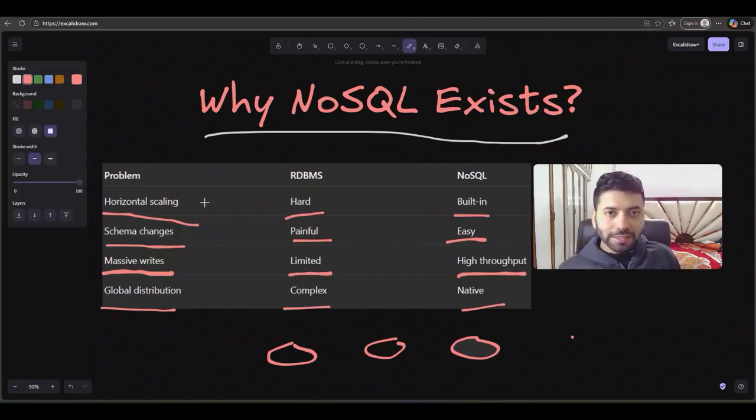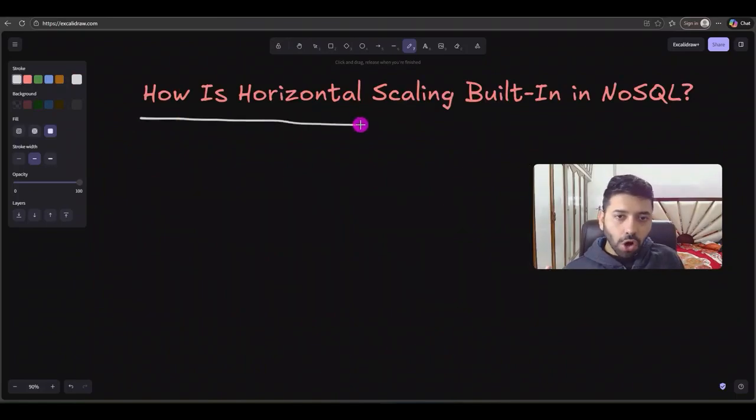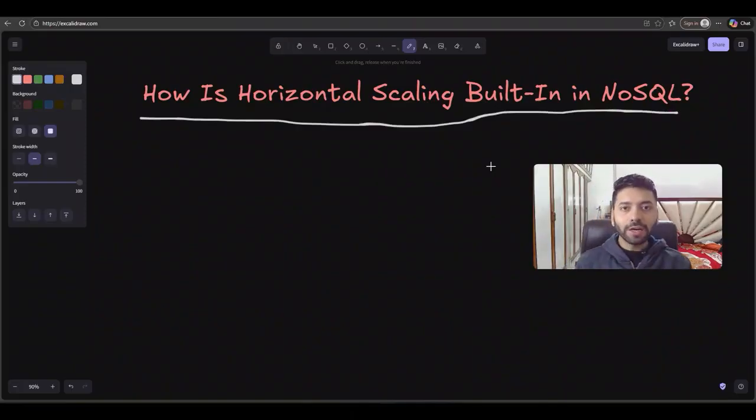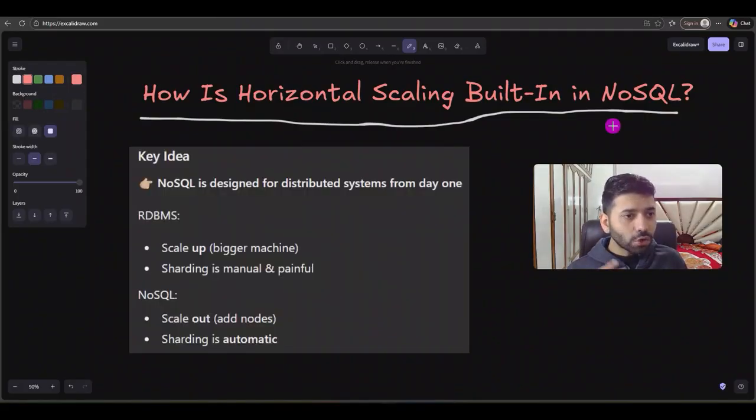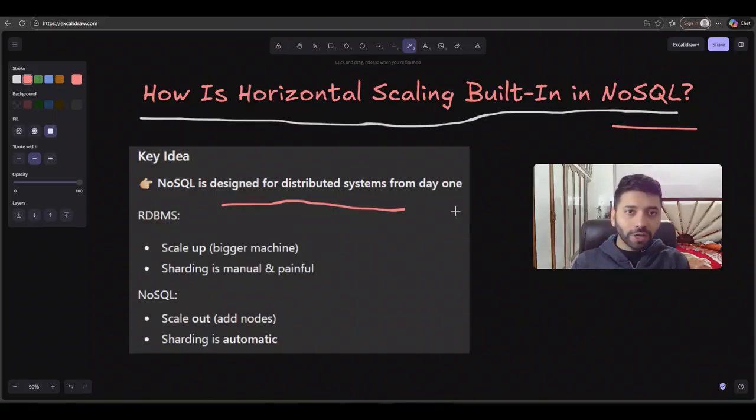Alright, so before we talk about the types of NoSQL databases, let's discuss a few of the things that we mentioned earlier. Like we said, horizontal scaling is built into NoSQL, and massive writes are easier to handle in NoSQL. Why is that? So let's discuss that in detail first. Okay, the first question: how is horizontal scaling built into NoSQL? We earlier discussed that it is difficult to do horizontal scaling or sharding in the SQL database, but how is it built into NoSQL? So basically the NoSQL database is designed for distributed systems from day one. The basic design of NoSQL is according to that fact only.